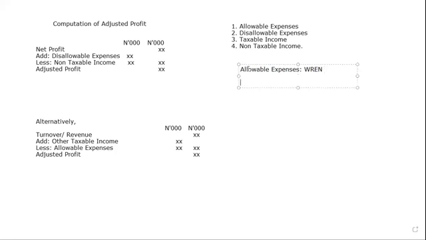Number one, we have rent paid for premises. Two, insurance premium. Three, we have repairs and maintenance. Let me tell you what is allowable repairs and maintenance: if it becomes renewal, it becomes disallowable. Are you with me?